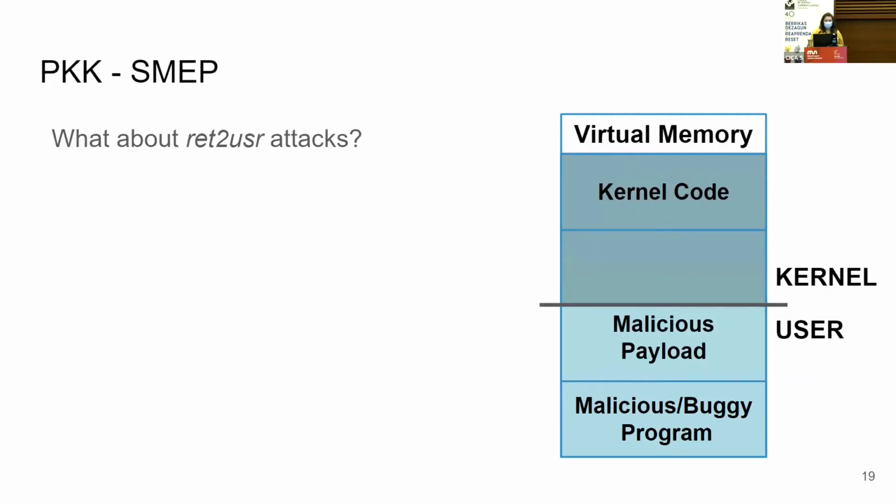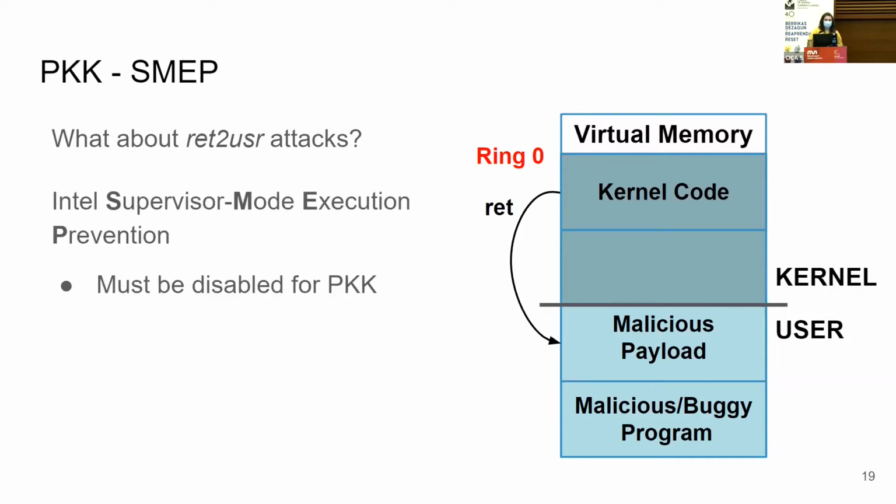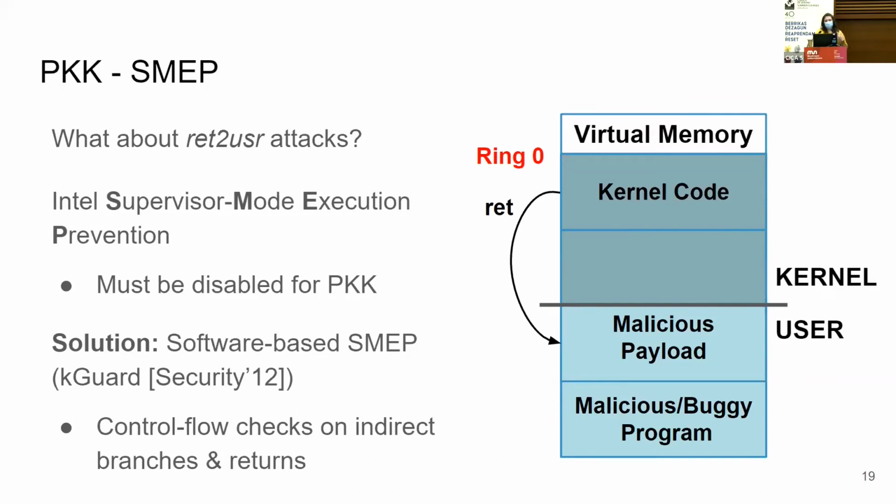But what about attacks in which the kernel gets tricked into returning to user space with elevated privilege? Intel actually provides a hardening feature against such attacks, supervisor mode execution prevention, or SMEP, which prevents the kernel from executing instructions from user pages. However, for PKK to function and the kernel to be able to execute its own instructions, we need to disable SMEP. So to get around this without hardware support, we adopt a solution by KGuard, and we just add control flow checks on every indirect branch and return in kernel code that ensure that privileged execution never passes to the user portion of the virtual address space.